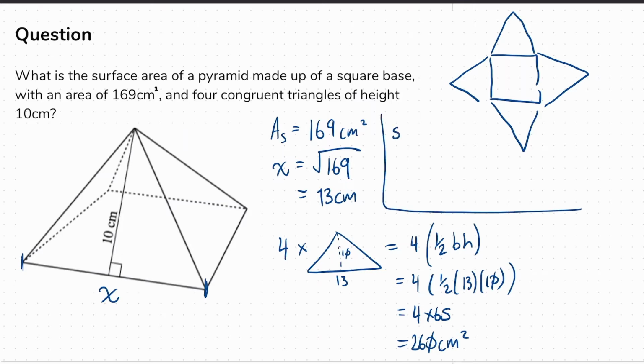So the area, right, let's pull this up to here now. The area of the square plus the area of the triangles equals the surface area of the pyramid. So that's 169 plus 260, which is equal to 429 centimeters squared.